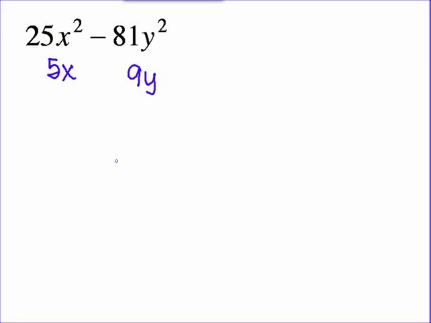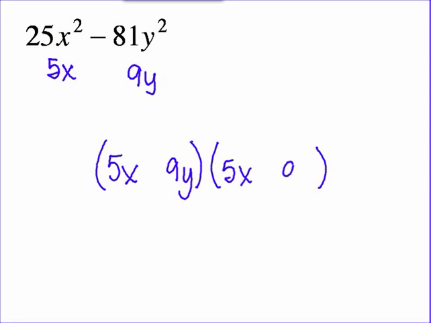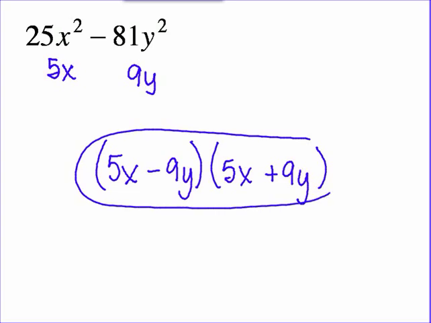9y. So to factor that, remember, I'm going to use the 5x and the 9y in each set of parentheses. And then what do I know? Plus and a minus. Could I do it this way? Yeah, absolutely. All right, so 2 terms, we're looking for difference of squares.